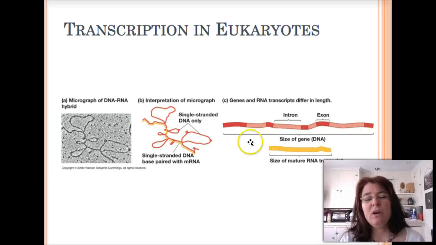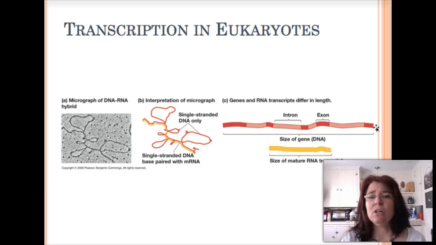Over here is where I want you to direct your attention next. Over here you can see up top this red and pink strand. This represents an immature molecule of mRNA. So this is what's produced during transcription. It's a complementary copy of the template strand of DNA.